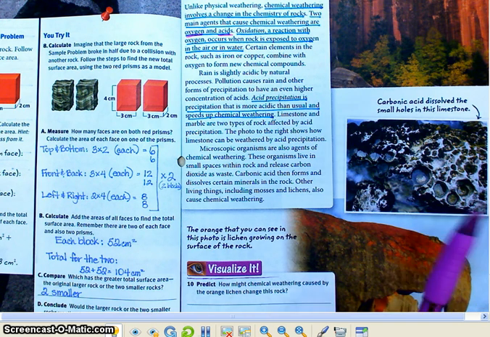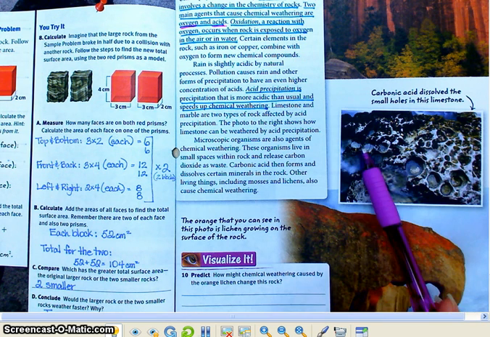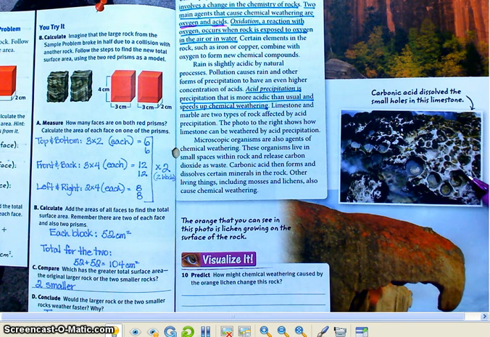Okay, so for instance, this is a great example. Do you see all the little pock marks and little holes in this rock? Well, this is a piece of limestone. And if you're unfamiliar with limestone, think of those white caliche gravel roads, that's basically limestone. So this is the type of rock we're talking about. Carbonic acid over time will cause erosion, these pockmarks and holes, because of the chemical weathering.